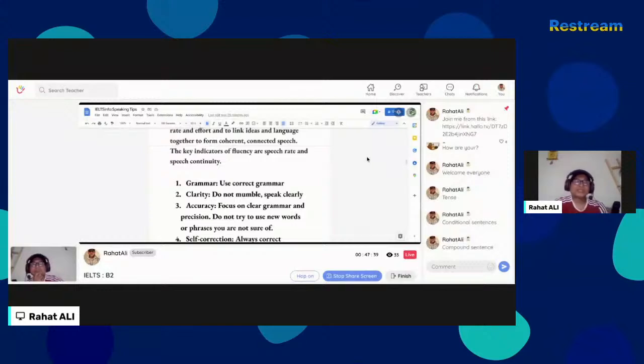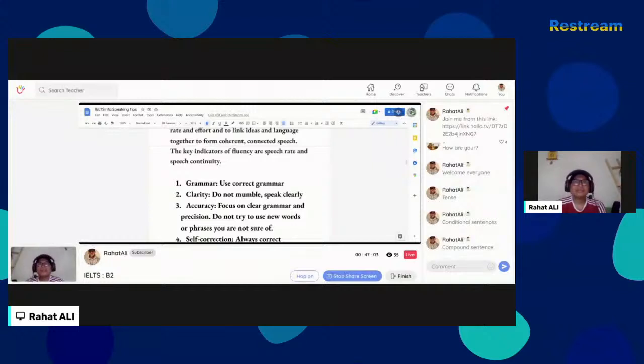Let's move on. The next one is clarity, and clarity means do not mumble, speak clearly. So what does mumbling mean? Sometimes some students have the tendency to speak like this, like this. You know, it's called mumbling English. When you're speaking, your speaking is not clear. Your listeners or audience do not understand it. So it's better not to mumble, but speak clearly.